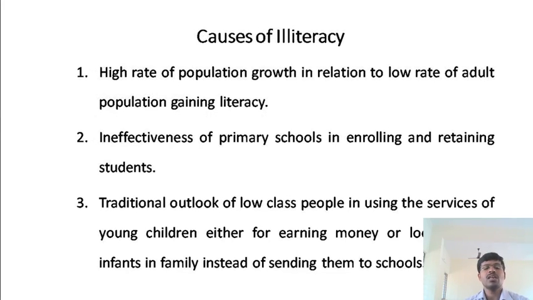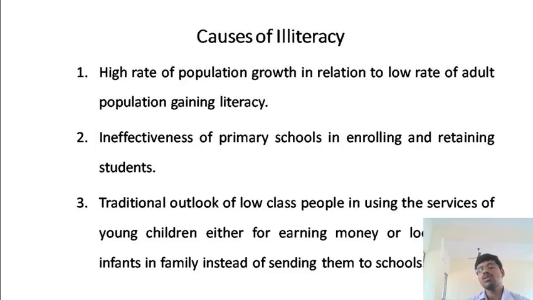Then causes of illiteracy in another manner: high rate of population growth in relation to low rate of adult population gaining literacy. Population is growing enormously in the Indian scenario, whereby a low literacy rate is prevailing in the adult population. Ineffectiveness of primary schools in enrolling and retaining students. Child labor, beggary, and children in conflict with law indirectly contribute to school dropouts. Because of that, primary schools are showing inefficiency in enrolling and retaining children for the education process.